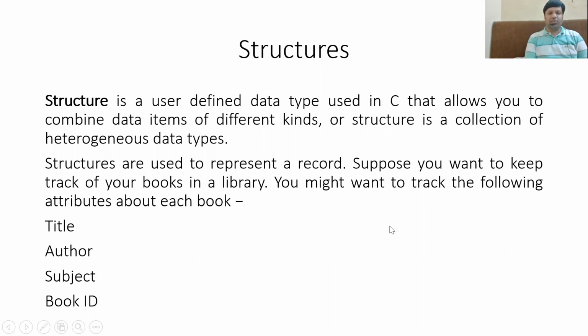A structure is a user-defined data type used in C that allows you to combine data items of different kinds or different data types. A structure is a collection of heterogeneous data types. So it is simple. First thing, it is a user-defined data type. That means it has to be created by the programmer. Second thing, it is not an atomic variable. That means it does not contain a single value. It is a collection or a set of variables or set of elements.